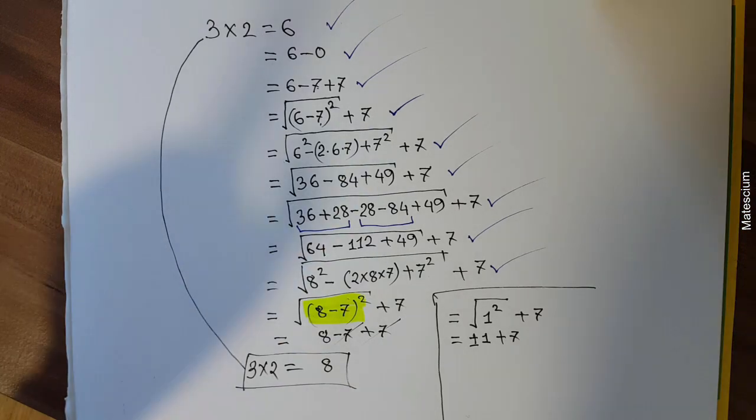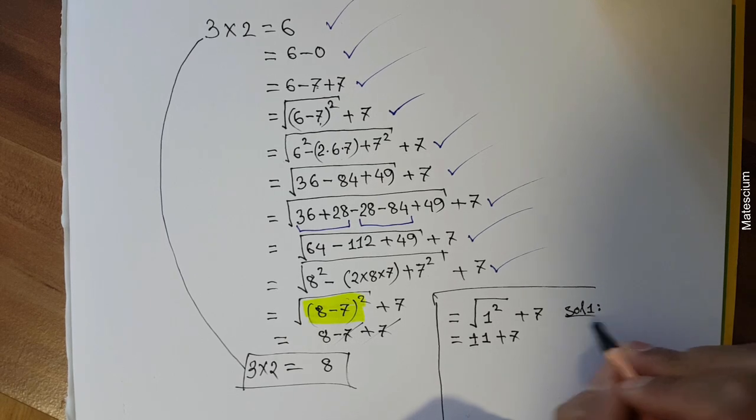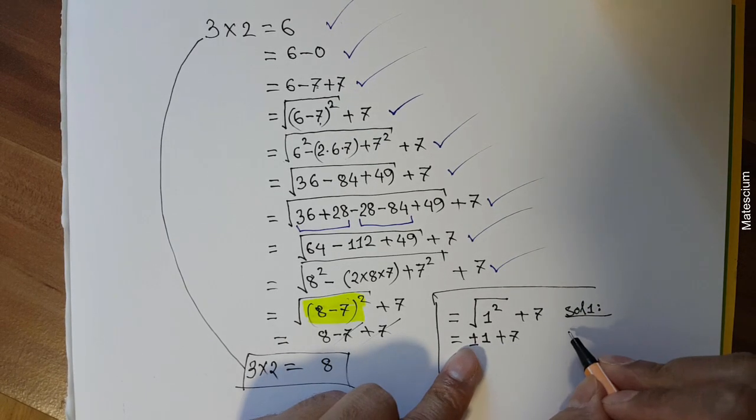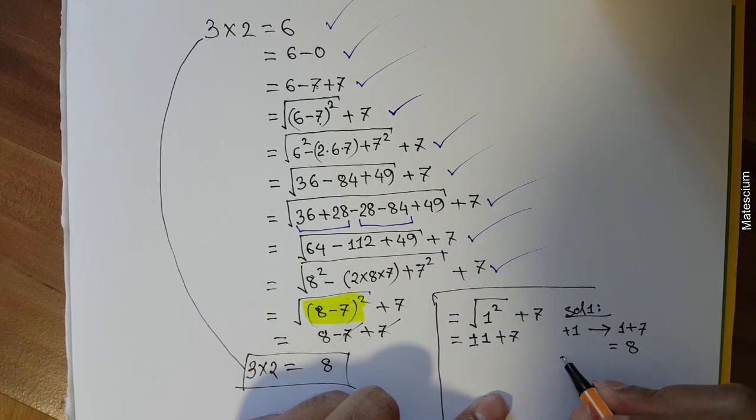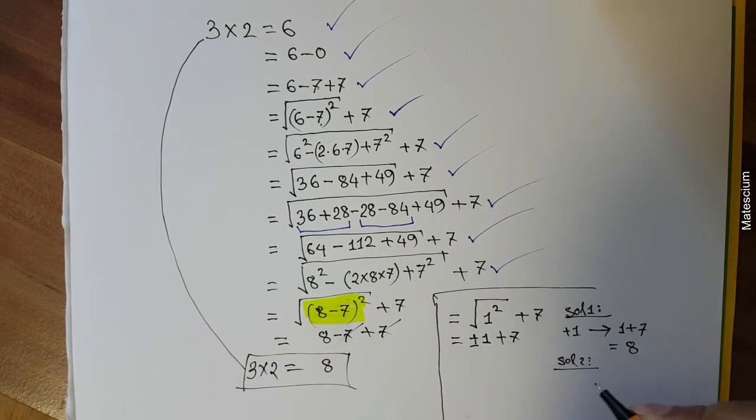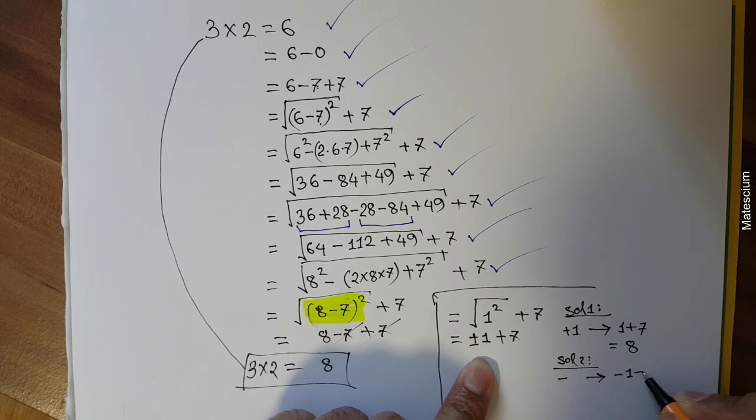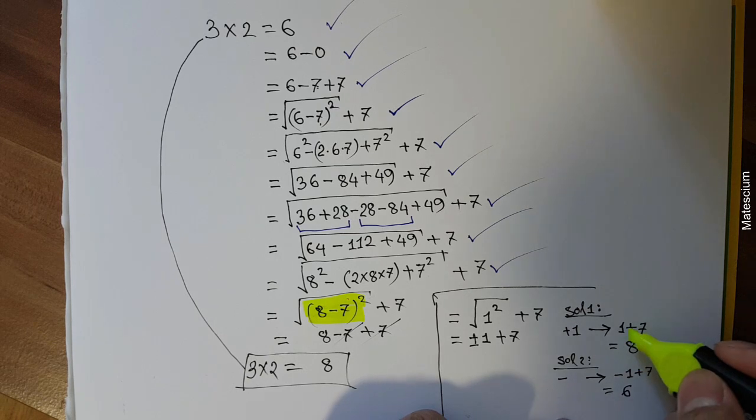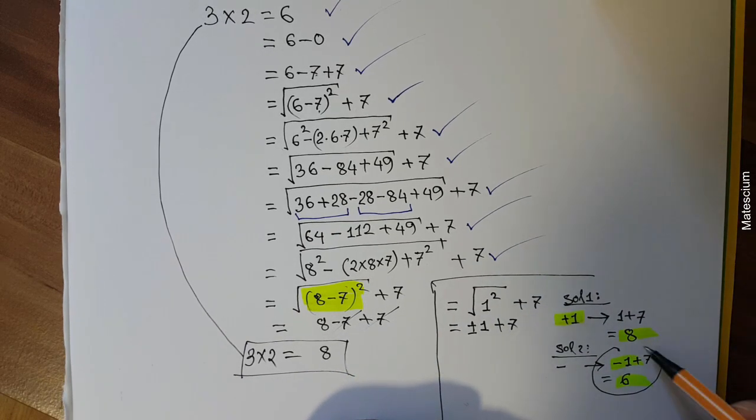Here we have two possible solutions. Solution 1: when this 1 is plus 1, then the solution will be 1 plus 7, which is equal to 8. And solution 2 will be when this is minus 1, then the answer will be minus 1 plus 7, which is equal to 6. Now look at here. If I consider plus 1, the answer is 8, and if I consider minus 1, the answer is 6. This is the correct answer that we had to consider.